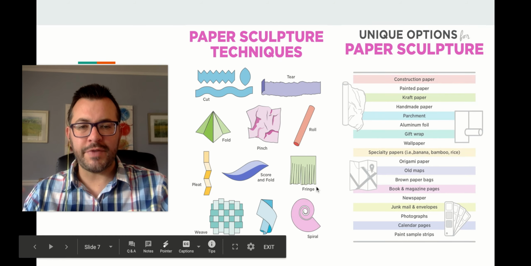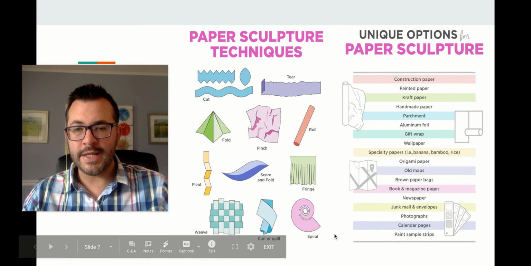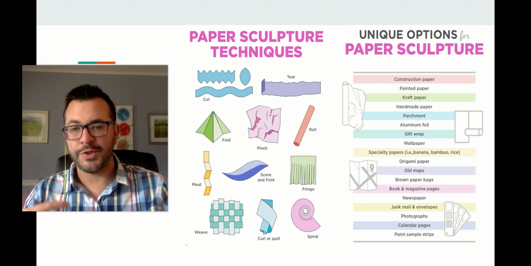The fringe you may have done before, just cutting slits in the paper. You can weave pieces together. That's a great idea if you want to do that, whether it's one color or two different colors.